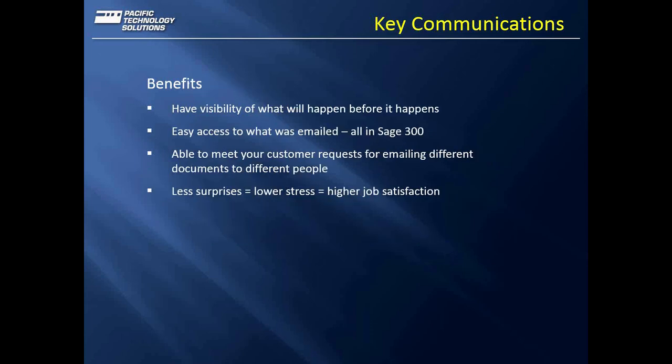And the benefits, I think you'll see shortly, but what we've got is these pre-processing grids, so you can actually see what's going to get emailed out before it gets emailed out. It gives you a chance to not send out something that you don't want to. That's a key benefit over the Sage emailing. And easy access to what was emailed.